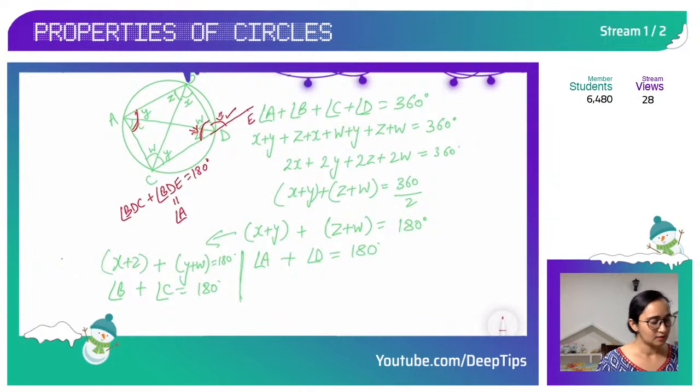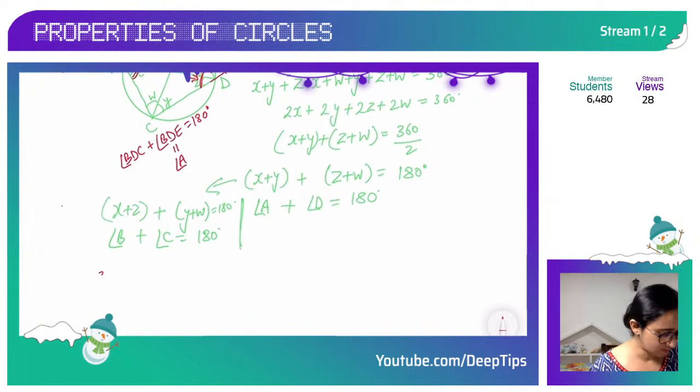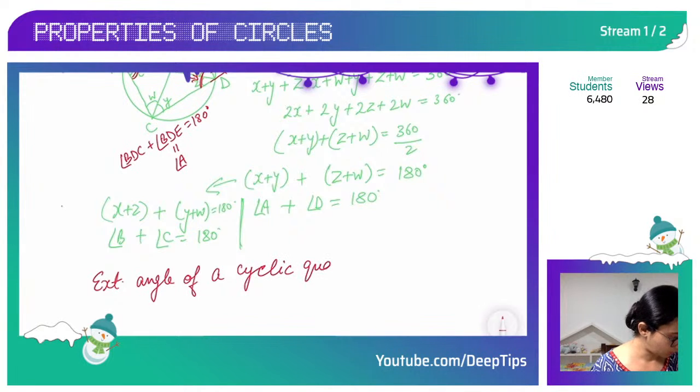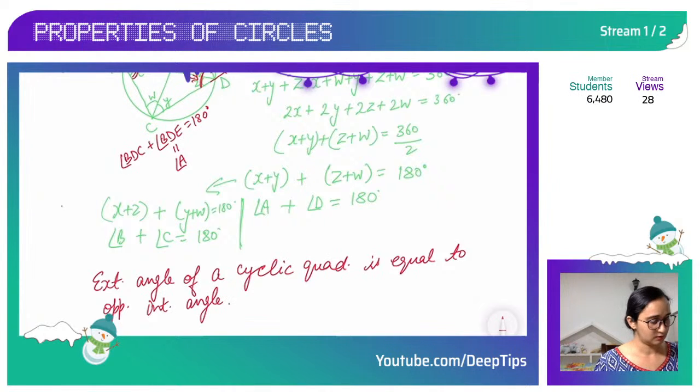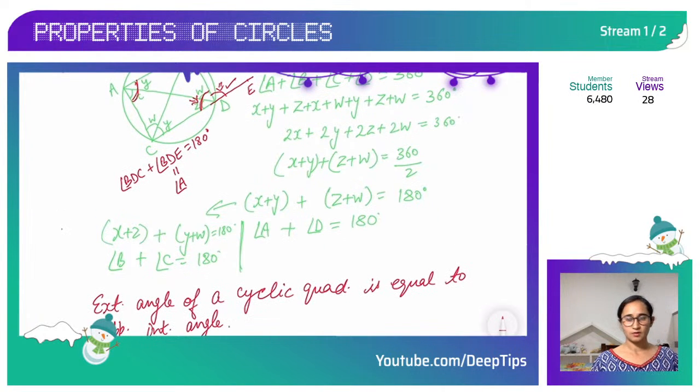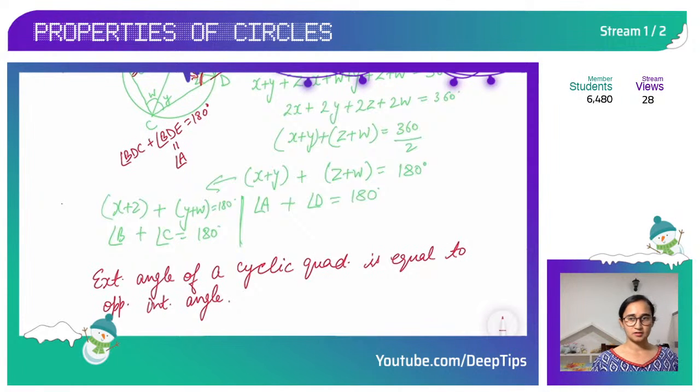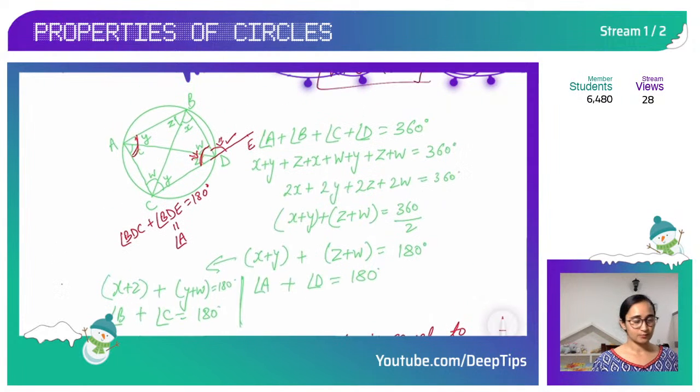So that means the exterior angle of a cyclic quadrilateral is equal to the opposite interior angle. So this is another theorem which says the exterior angle of a cyclic quadrilateral is equal to the opposite interior angle. Okay, so I hope you are clear with this extension. Please look at the diagram again.